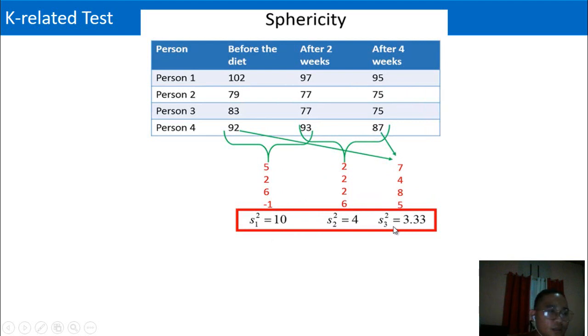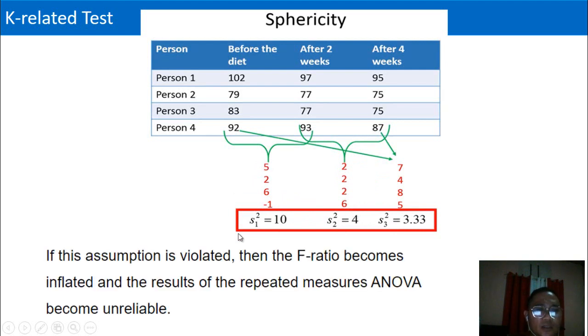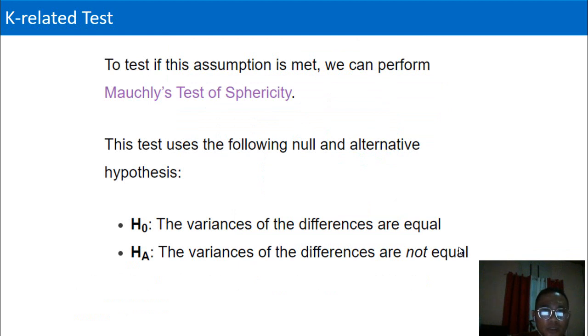Now, for the test of sphericity, we look at whether these variances of differences for all treatment combinations are homogeneous. Are they showing acceptable patterns in which subjects respond similarly across treatments? If this assumption is violated, then the F ratio becomes inflated and the results of the repeated measures ANOVA become unreliable. To test if the assumption is met, we can perform the Mauchly test of sphericity.